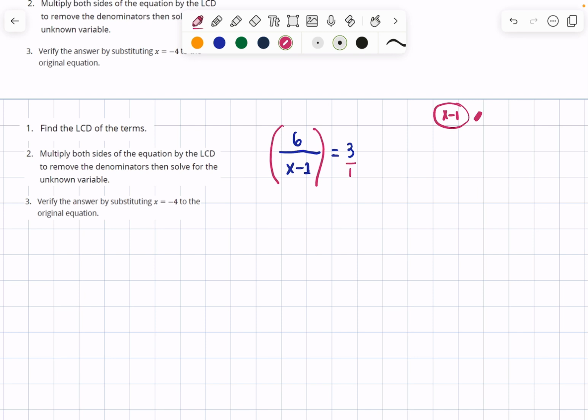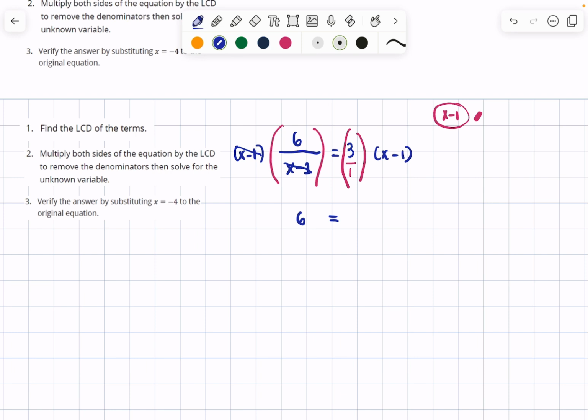So for each side of the equation, including this side, we multiply by our LCD, which is x minus 1. The other side is also multiplied by x minus 1. So why would we multiply both sides? This is to remove the denominators in our equation. So we can cancel on our left side: x minus 1 over x minus 1 cancels out. The only thing remaining is 6 equals 3 times x minus 1.